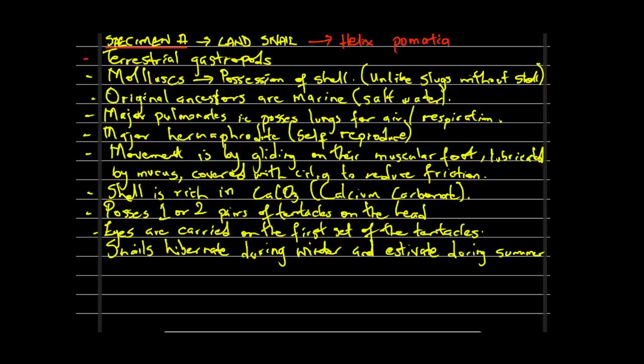So that is that about the land snail, which is our specimen A. So let us go to the next specimen. The next specimen, specimen B, is toad. Specimen B is toad. So that is our specimen B.